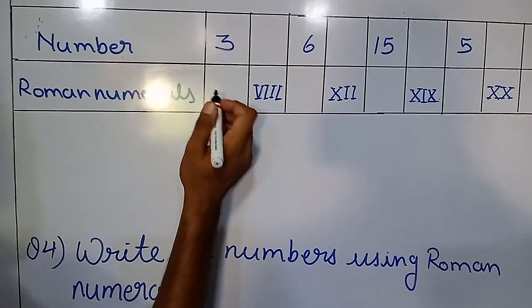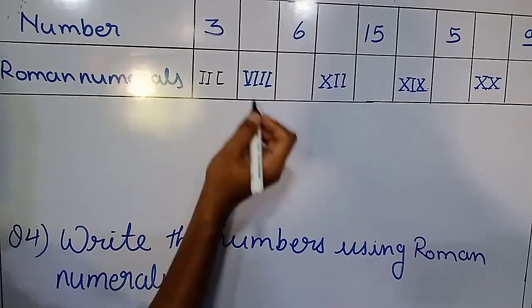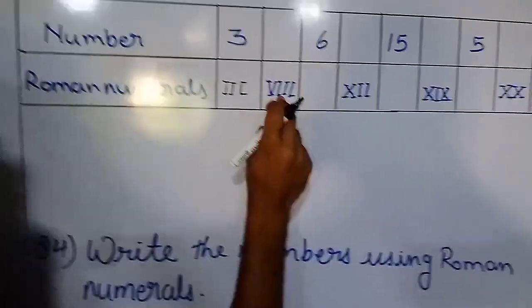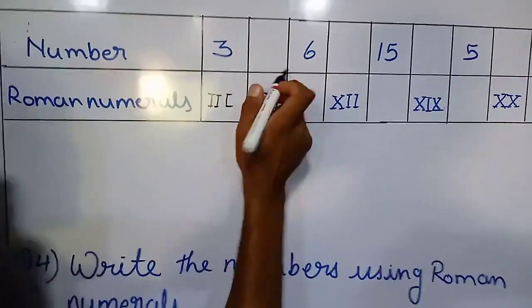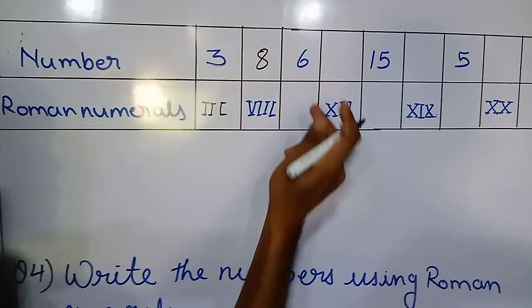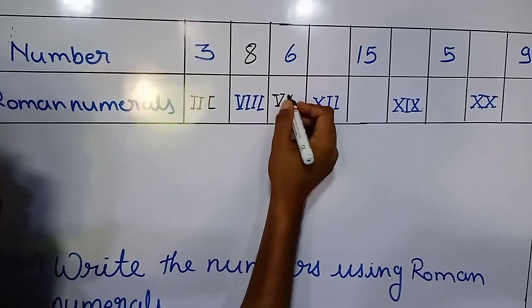That is 3. For 3 we have the symbol of 3 I's. V, I, I, I is 5 plus 1 plus 1 plus 1, that is 8. For 6, we have 5, meaning V, and I.